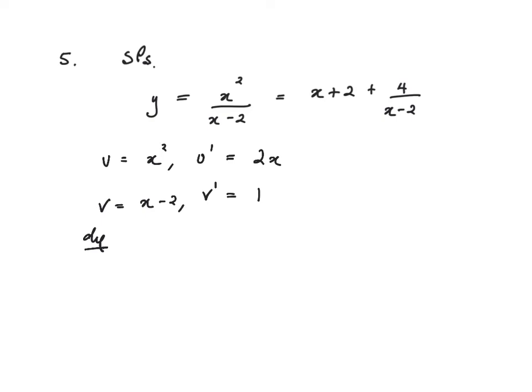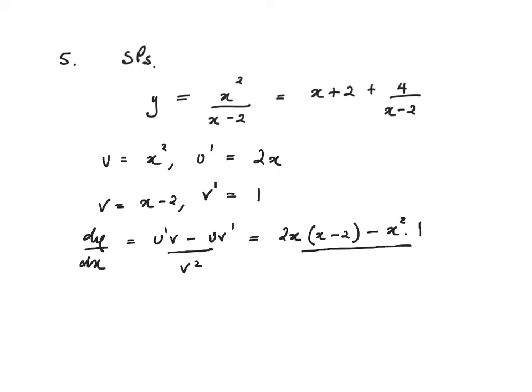So dy by dx equals u dash v minus uv dash over v squared. So that's 2x times x minus 2 minus x squared times 1, and that's over x minus 2 squared. So that's 2x squared minus x squared gives us an x squared on top, minus 4x.